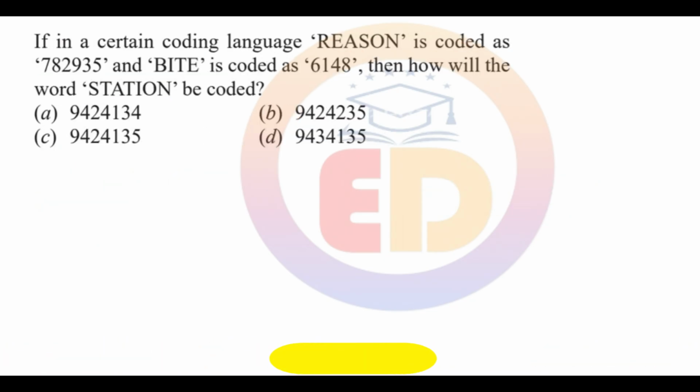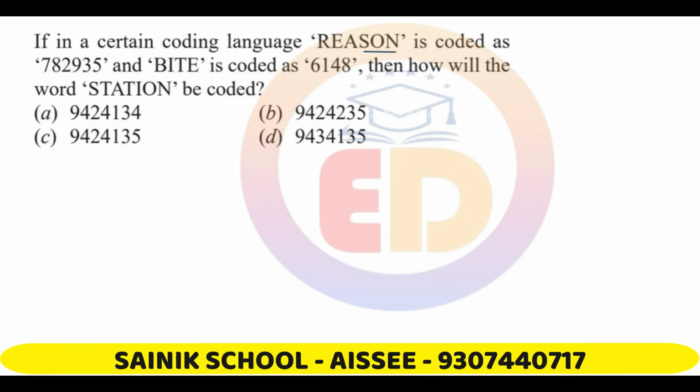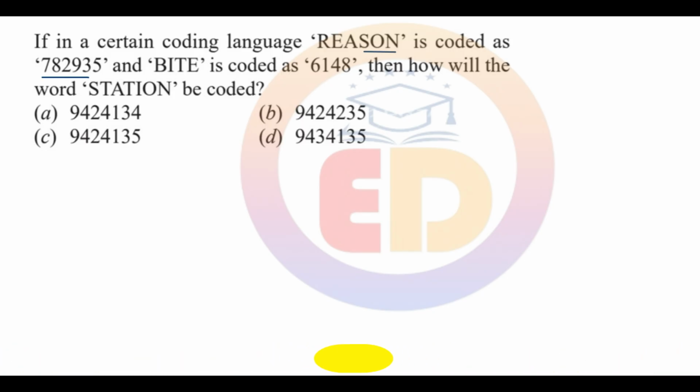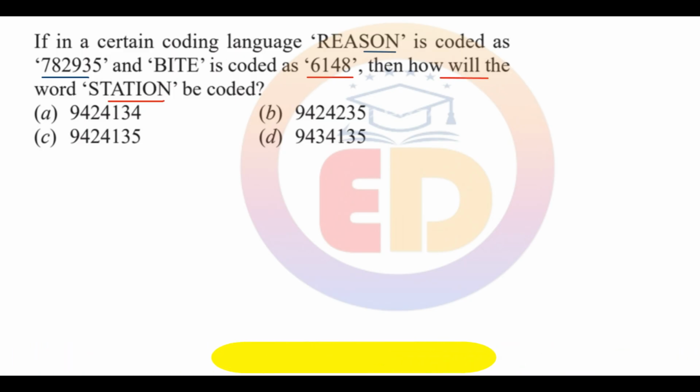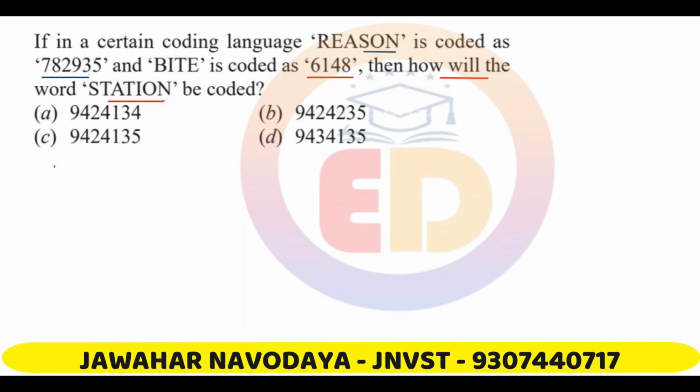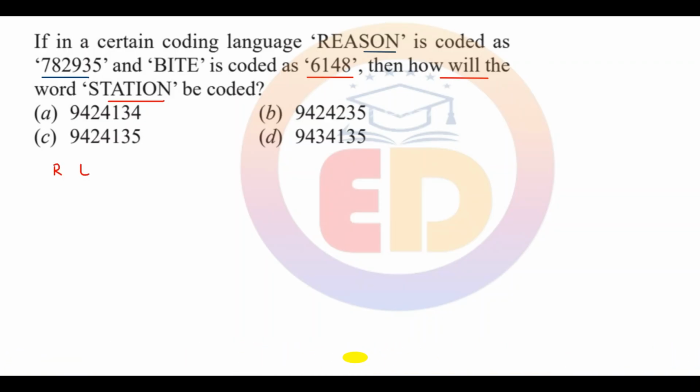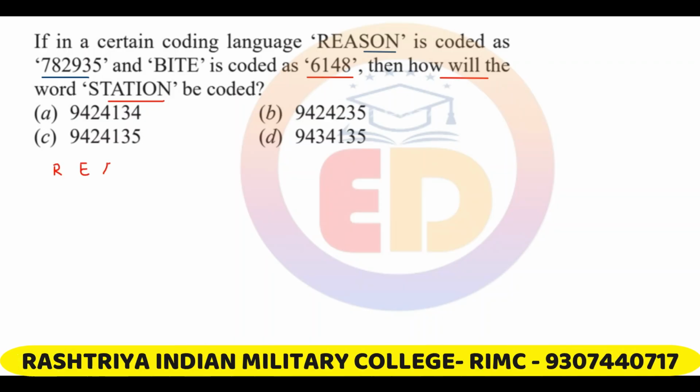In a certain coding language, reason is coded as 782935 and byte is coded as 6148. Then how will the word station be coded? Let us write down first to understand the question better. Reason, REASON.